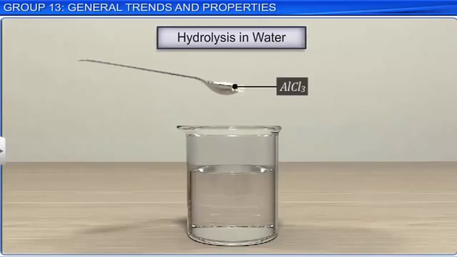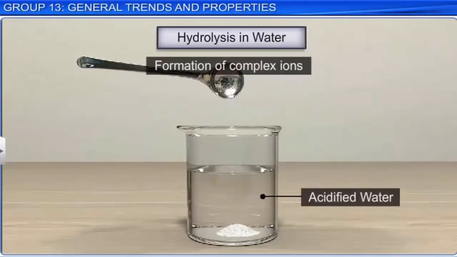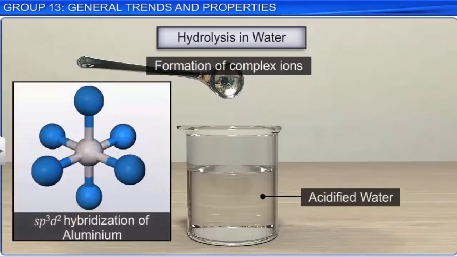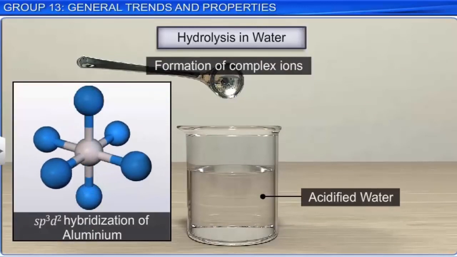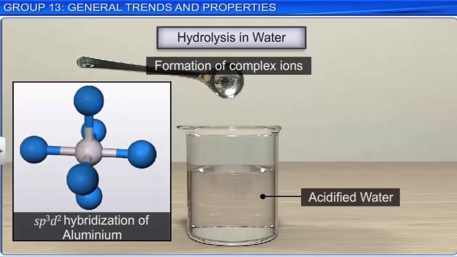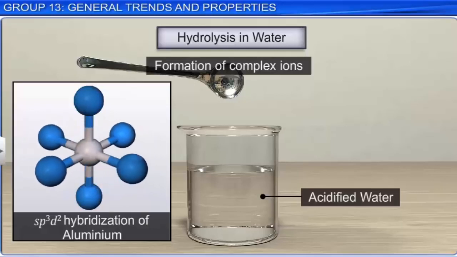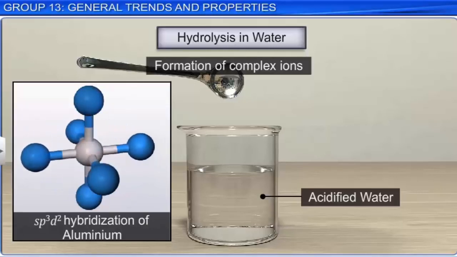When aluminium chloride is placed in acidified water, complex ions form in which 6 water molecules surround the aluminium. These complex ions have an octahedral geometry. The aluminium is sp3d2 hybridized in these complex ions.